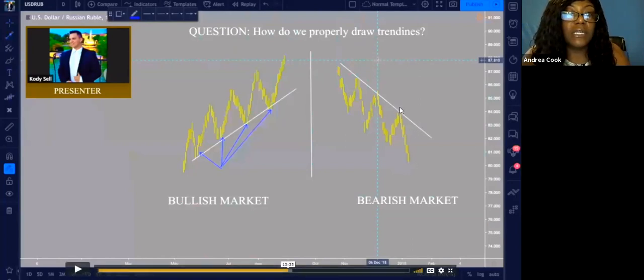Because remember, it's going to take everything being above it for the market to go bullish. Same thing over here with this bullish market. You would need that candle to close underneath here.